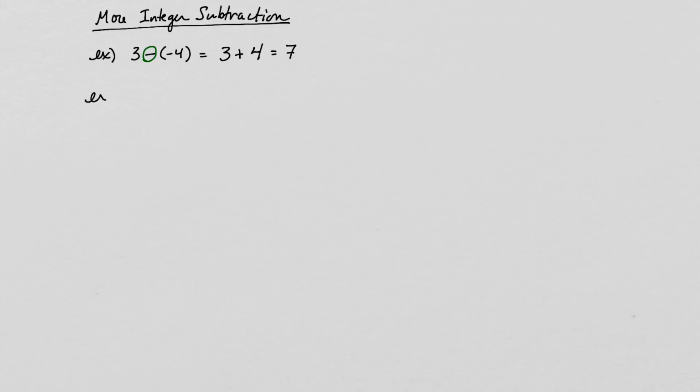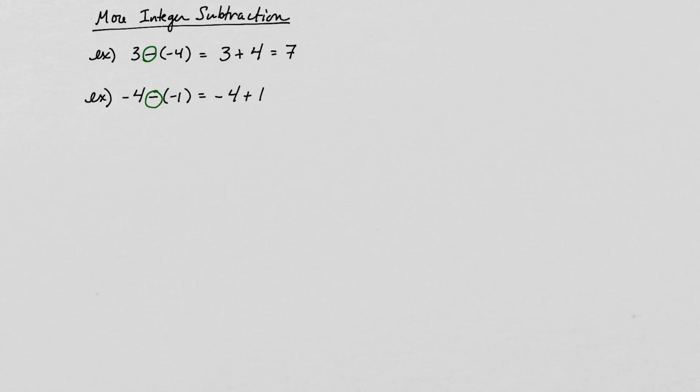And then 3 plus 4 turns out to be 7. So here's another example. I have negative 4 minus negative 1. So again, here's that subtraction sign. So we're going to be turning it into adding. We're going to turn the subtraction sign into addition. We're going to add the opposite of negative 1. And the opposite of negative 1 is positive 1. So it's going to become negative 4 plus a positive 1.